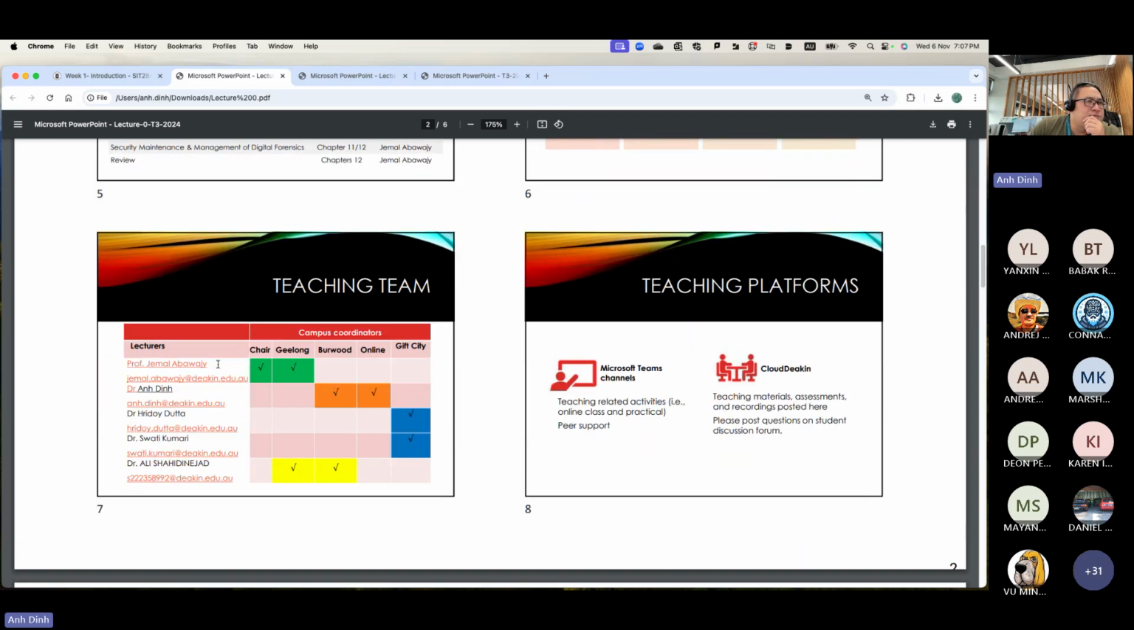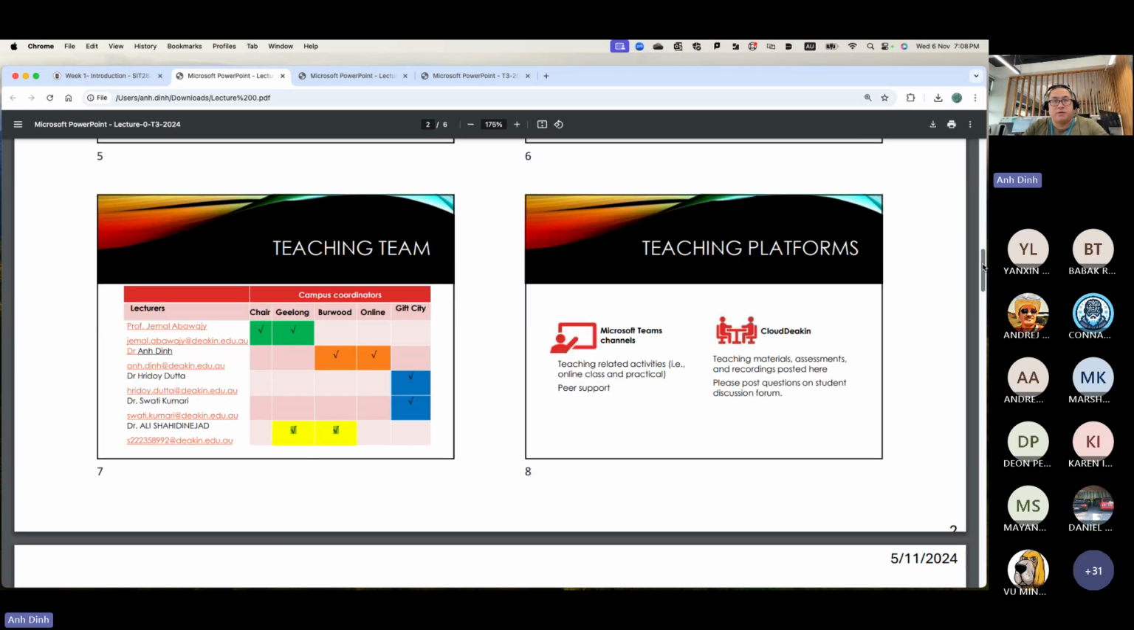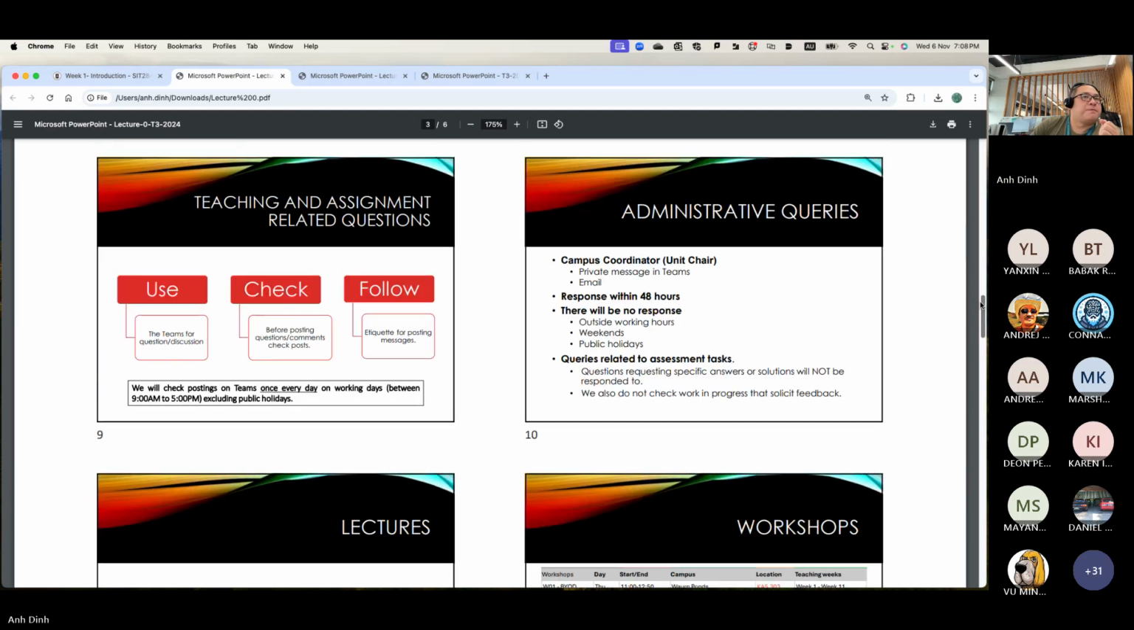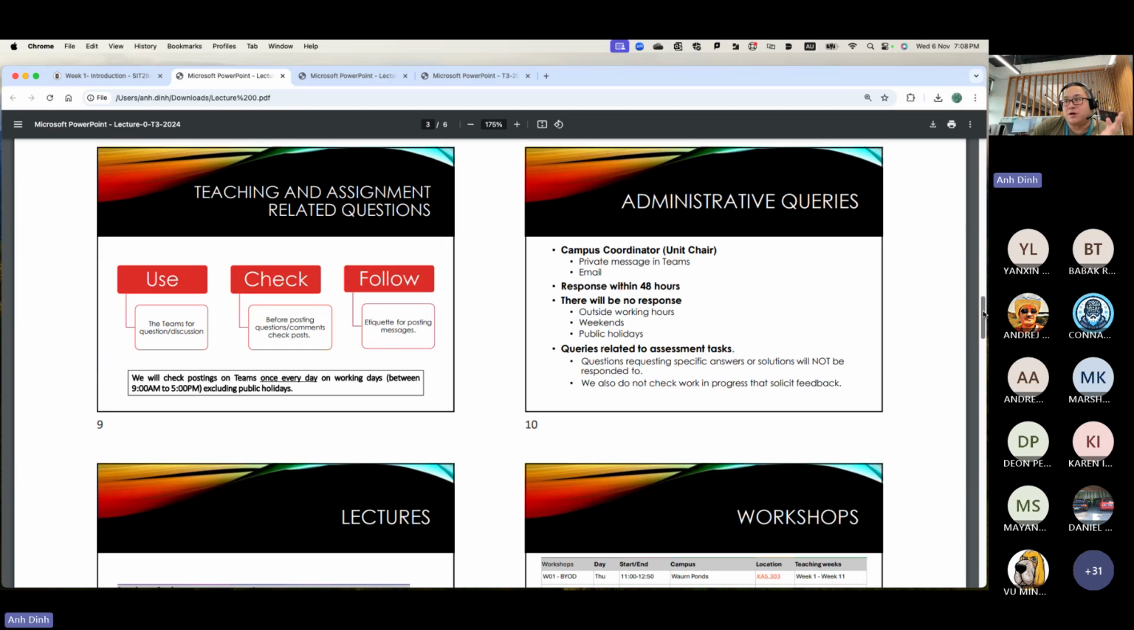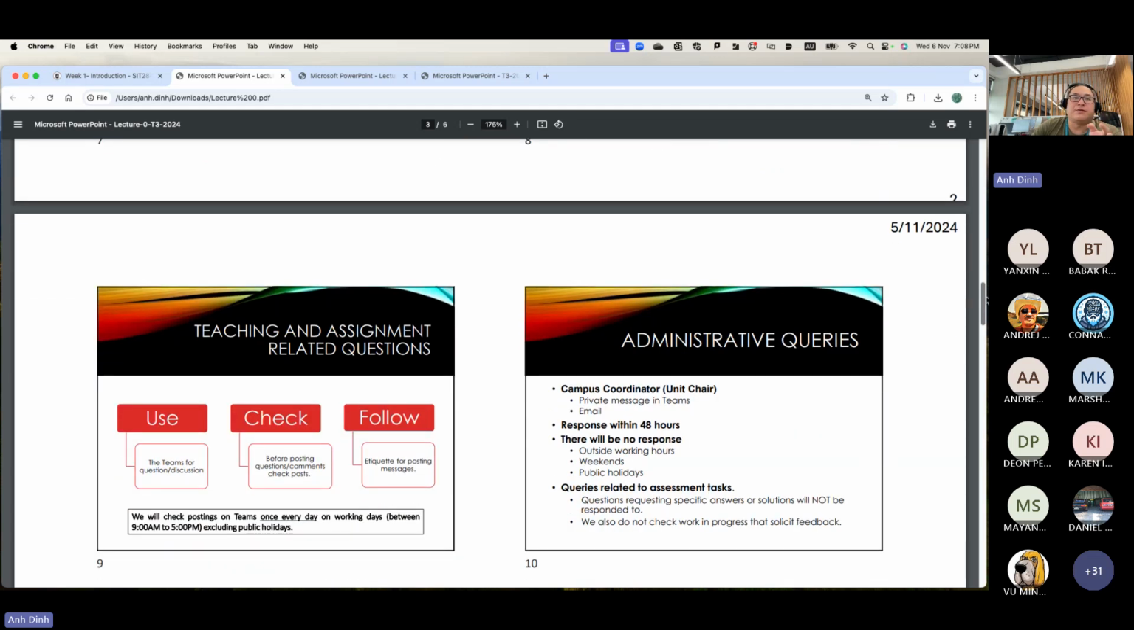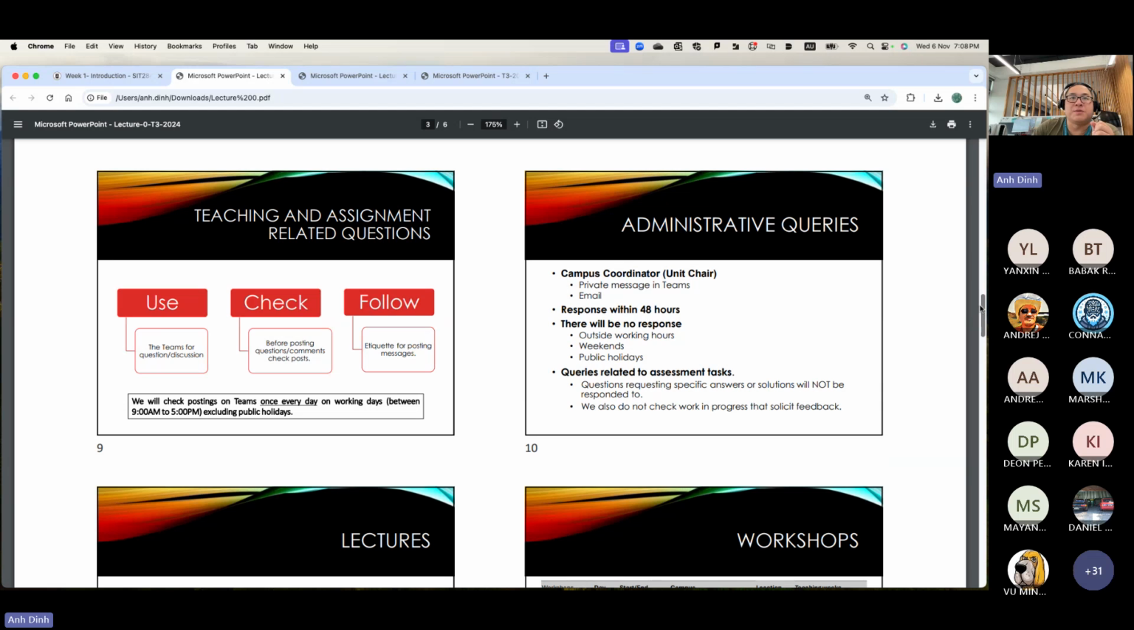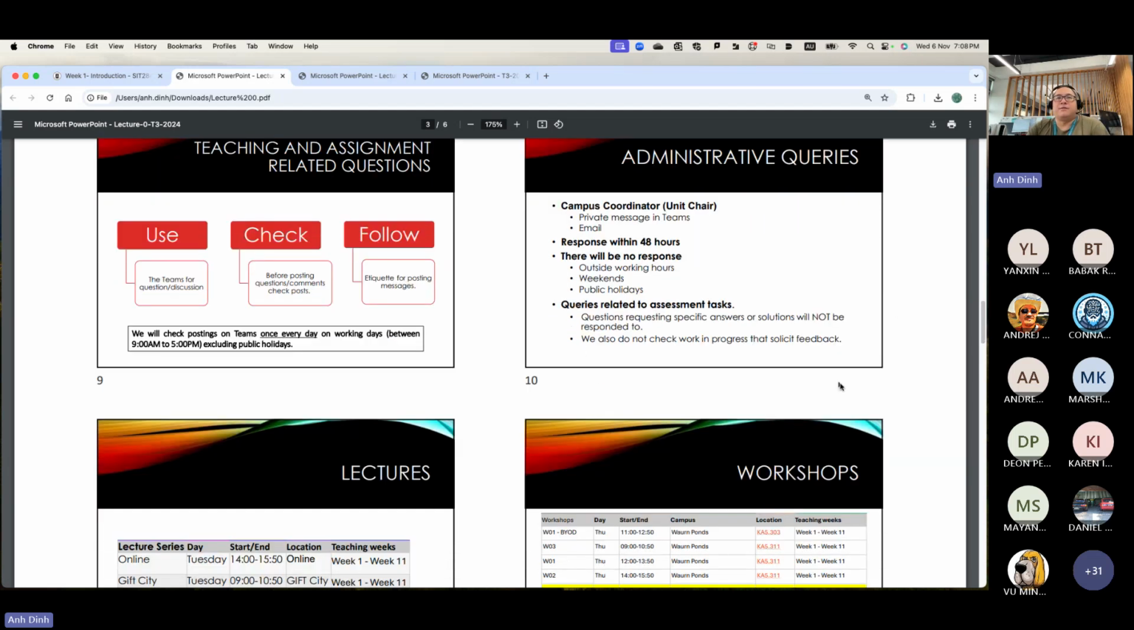So the teaching team: Jamal is the chair. I'm responsible for the Burwood and the online cohort. And at the GIFT CT in India, there's Hidroy and Swati, and Ali is another tutor who'll be handling the Sri Lanka and Burwood cohort. The main platform for us to communicate is via Teams, but of course you can use email as well. You can seek peer support by posting messages on Teams. For any queries, you can send them to Jamal first if they're related to the unit in general, or if anything is specific to the workshop, you can send it to me. And here are some guidelines on the response time.